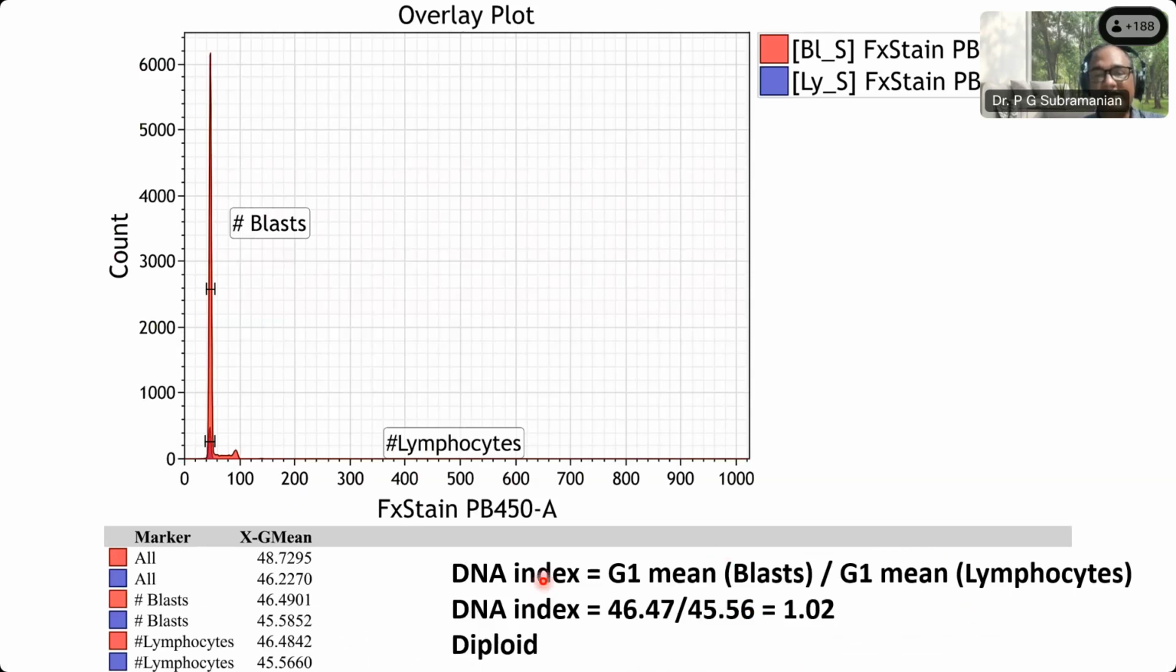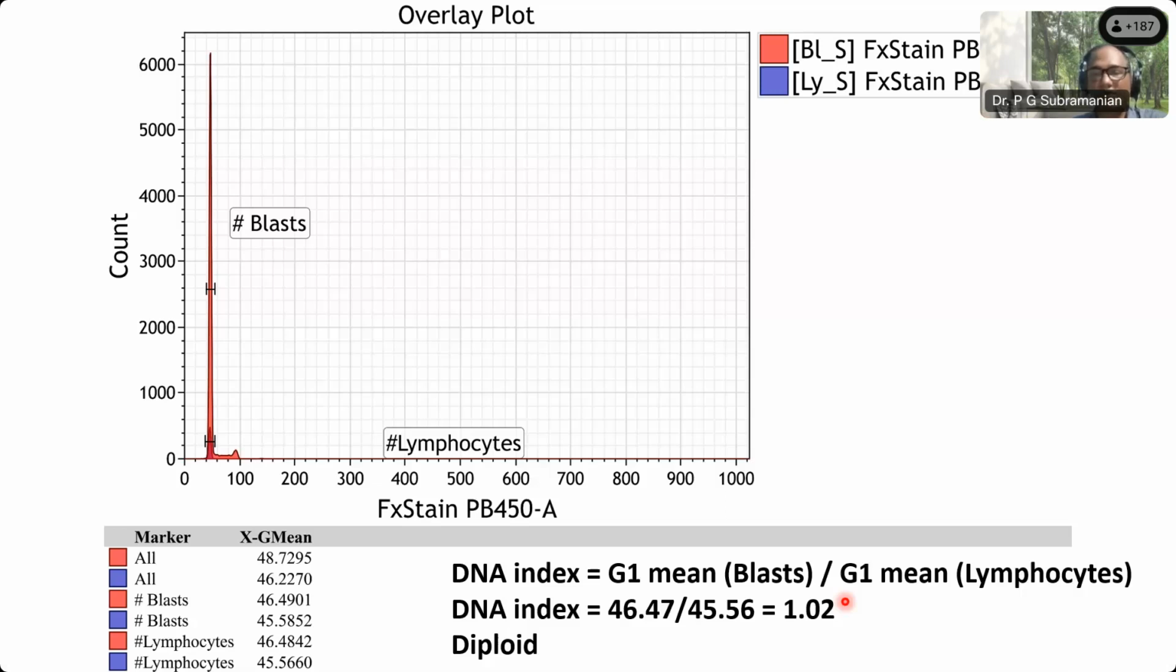We take a ratio which we call the DNA index, blast to lymphocytes. Lymphocytes are our normal. The ratio of blast to normal gives us the DNA index. So it is 1.02. So 1 means they are basically diploid. 0.95 to 1.16 is normal or diploid. Less than 0.9 is hypodiploid. More than 1.16 is hyperdiploid.